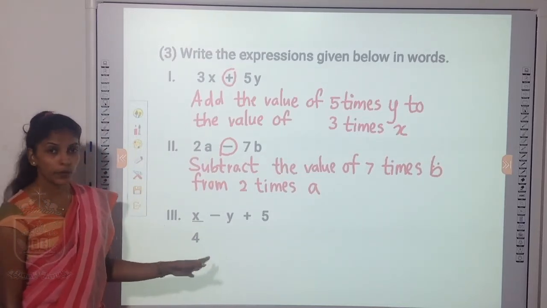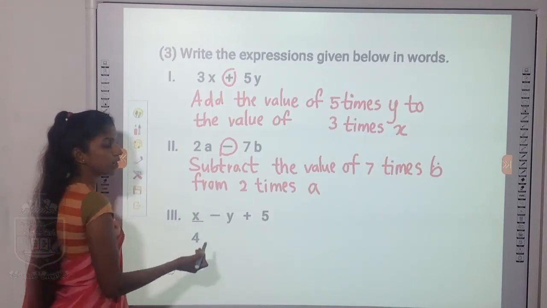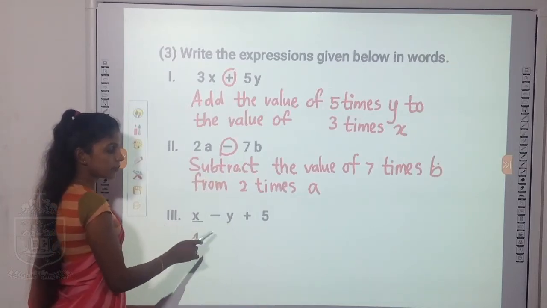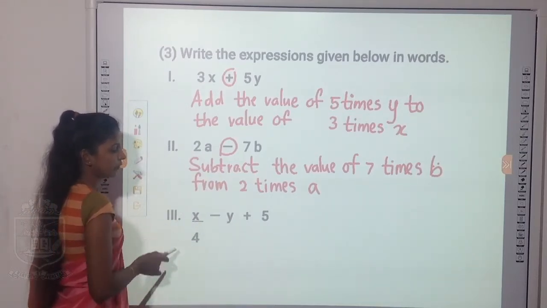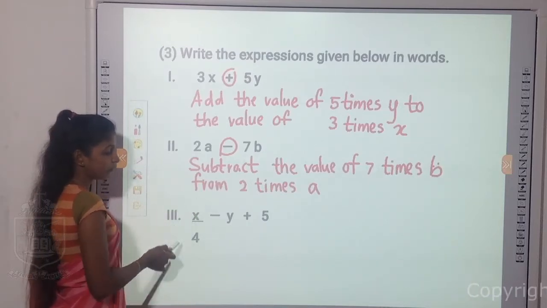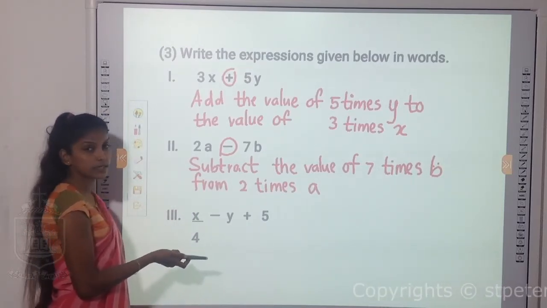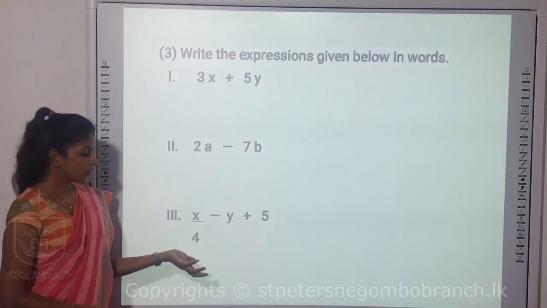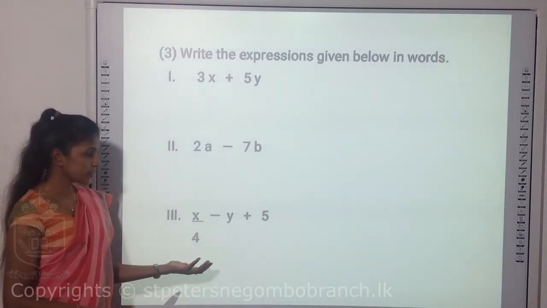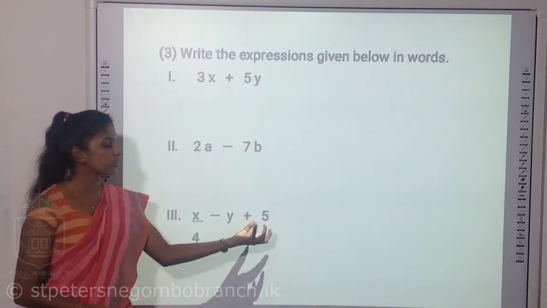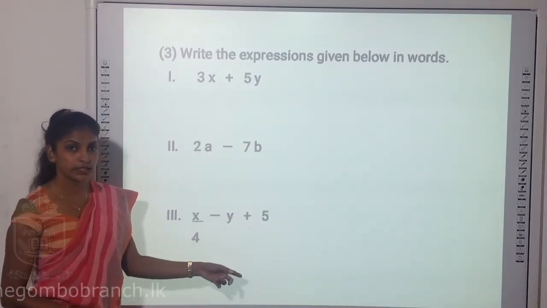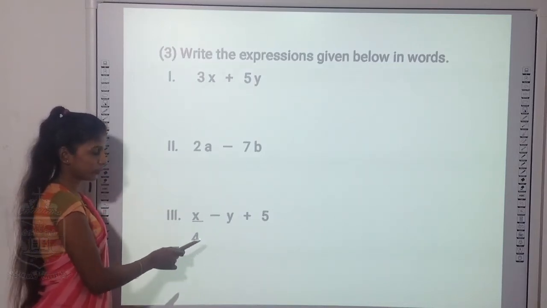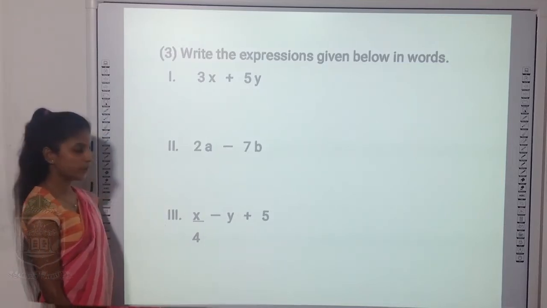For the last one, you have both addition and subtraction. So you can write the first part first, and then the other part can be joined to the sentence. 1 over 4 can be taken as a quarter. Subtract the value of y from the value of 1/4 of x, and then you can add 5. Likewise, you can continue by joining the third term.